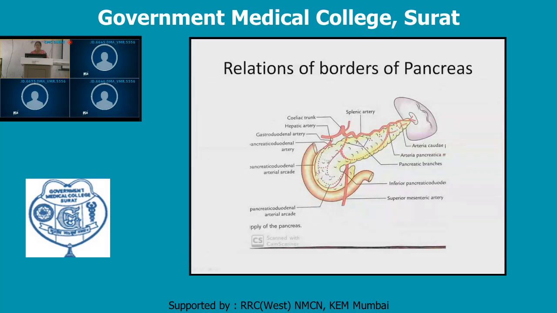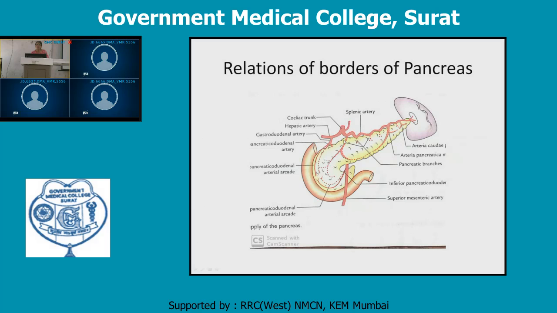As far as arteries are concerned, the superior pancreatico-duodenal artery runs along the upper border and the inferior pancreatico-duodenal artery along the lower border of the head, and along the right lateral border there is an anastomosis between the superior pancreatico-duodenal and inferior pancreatico-duodenal arteries. Now you can see other structures' relations also here.